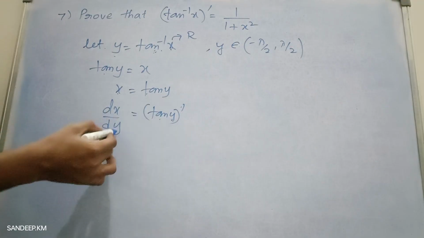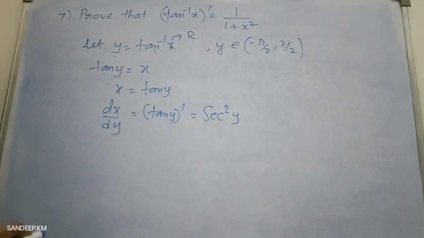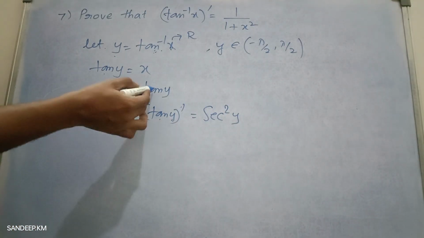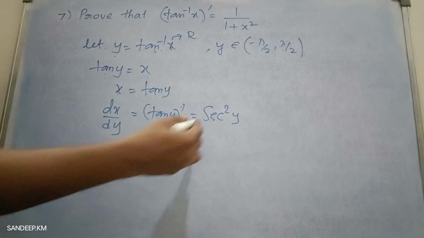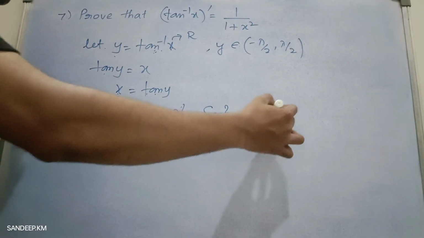Tan y derivative with respect to y only. This is equal to what? Secant square y. Tan y derivative with respect to y itself is secant square y. I know tan y is x. I want to know what is sec square y. Very simple. From the identity, secant square y is 1 plus tan square y.